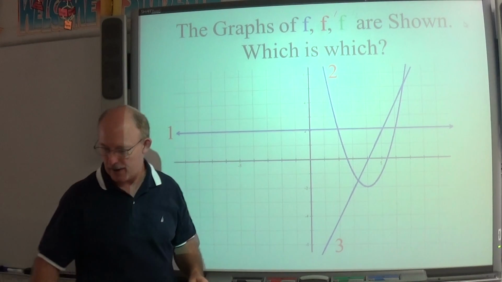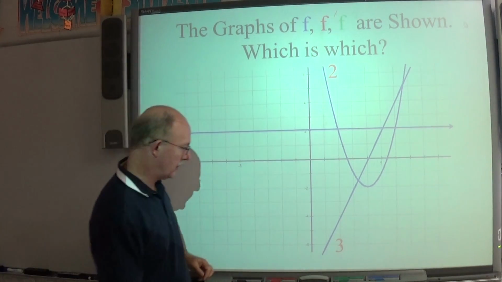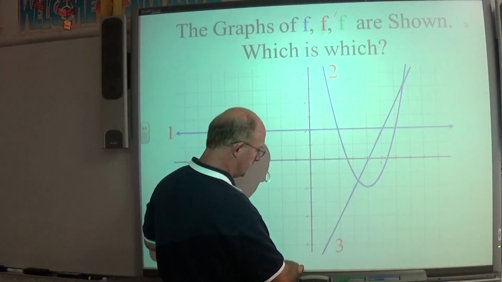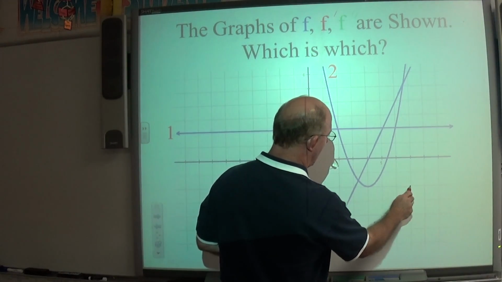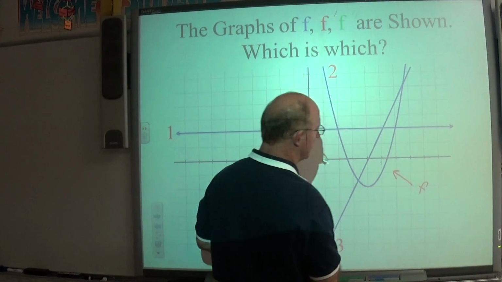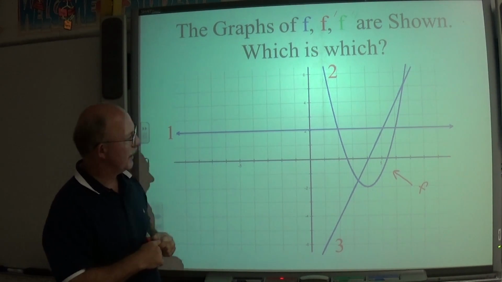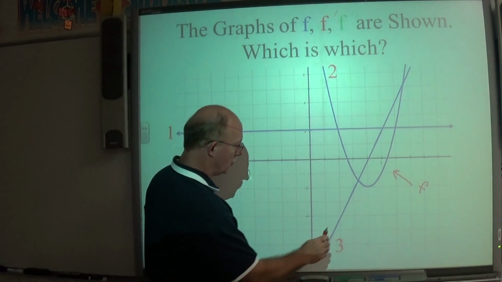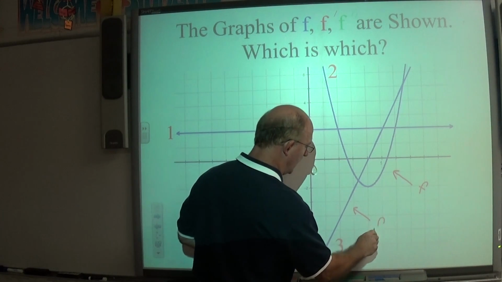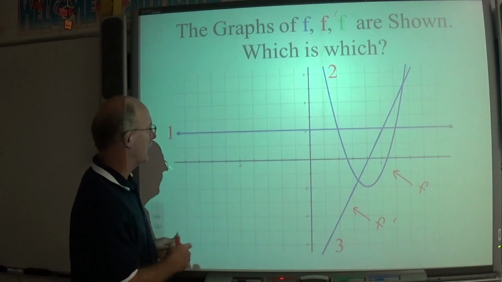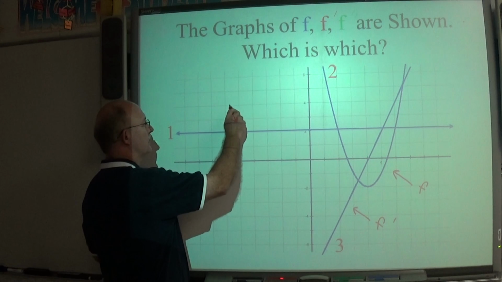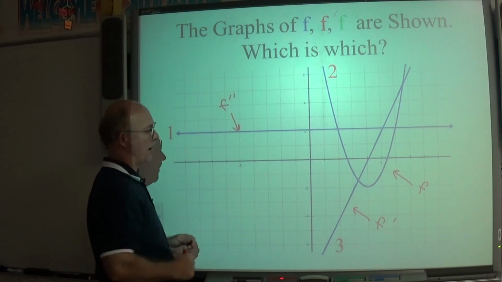So the original function would have to be our quadratic function. This would be f. The linear function would be the first derivative, so this would be f prime. And the constant function would have to be the second derivative. That would be f prime prime.